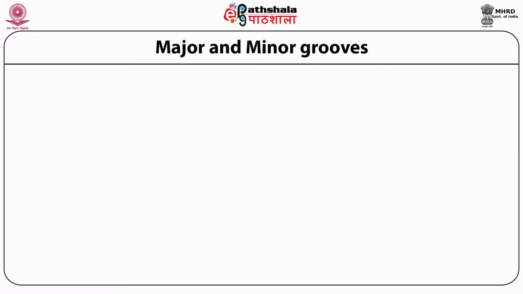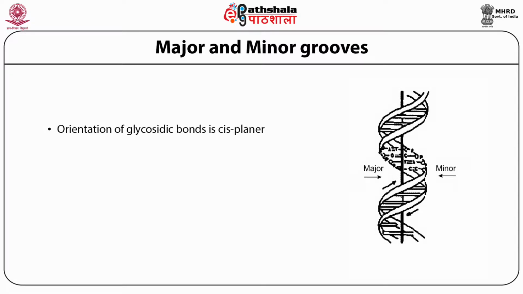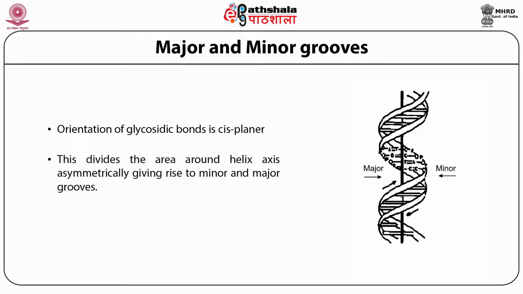Major and minor grooves. Orientation of the glycosyl bonds in the Watson-Crick model is cisplanar. This divides the area around the helix axis asymmetrically, giving rise to minor and major grooves. We show in this picture the minor groove and the major groove. In the minor groove, the 5' strand is lower to the 3' strand.